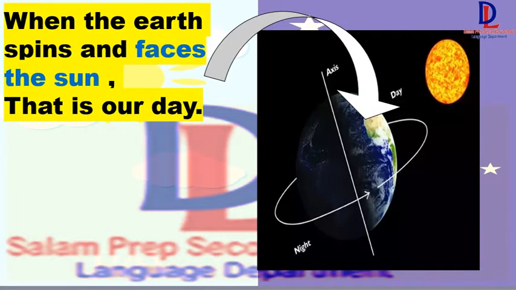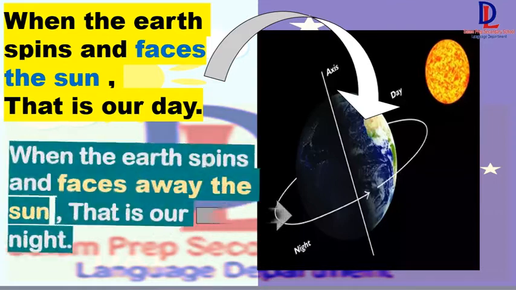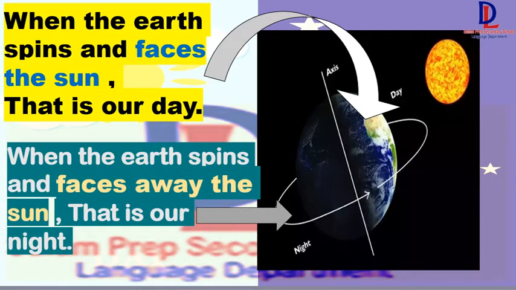When the earth spins and faces the sun, that is our day. When the earth spins and faces away from the sun, that is our night.